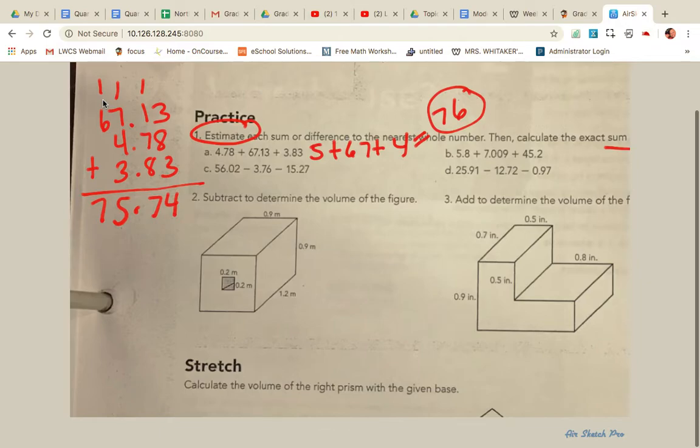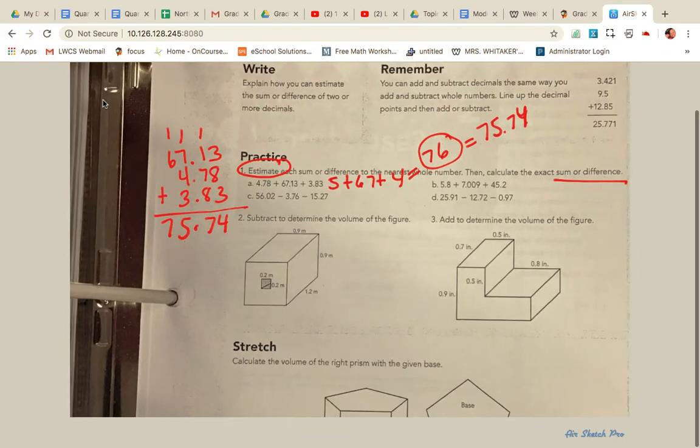So my answer would be 75.74, which is very close to our estimate. They're not equal, but they're very close. So you're supposed to do the rest of these like that. You need to estimate, and you need to get the exact sum or difference.